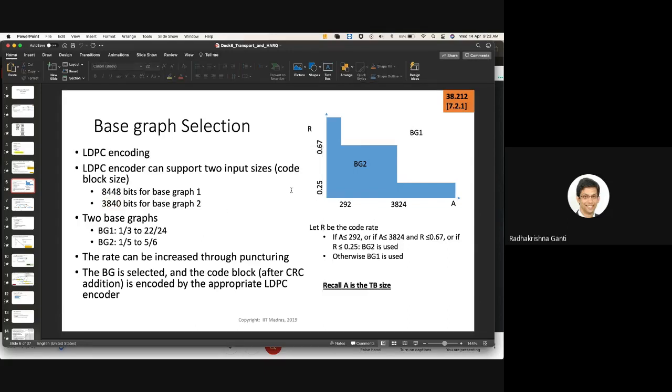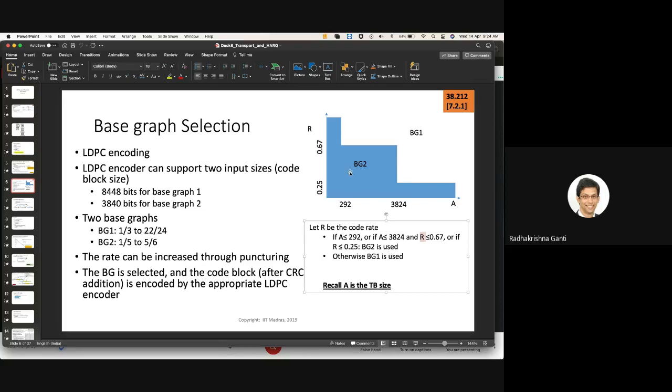Okay. So how you choose your base graph is a little bit complicated. At this point, the scheduler will also tell you what should be the rate of your code. MAC TB made means when MAC itself does the scheduling. When MAC does the scheduling, it also knows how many resource elements are allocated to you, what should be your code rate, what should be your modulation. So it would have determined your code rate. R is your code rate. All of you understand what is the code rate, na? So what it says is, if your A is less than 292, or if your A is less than 3824, and R is less than 0.67, there's some condition, BG2 is used, otherwise BG1 is used.